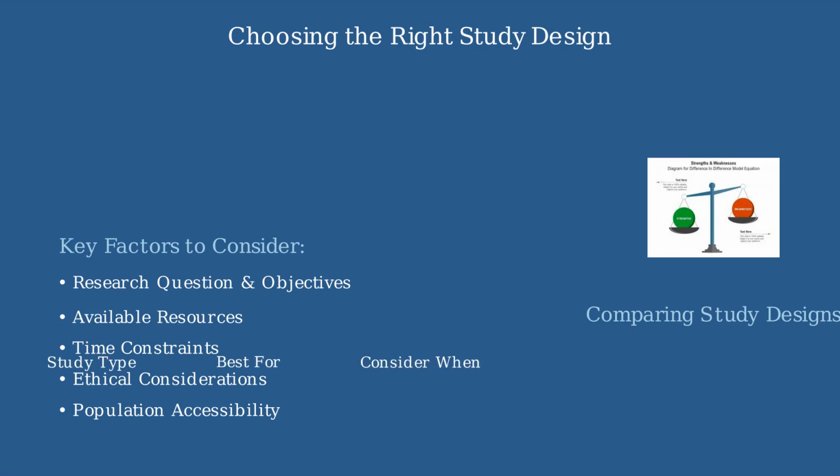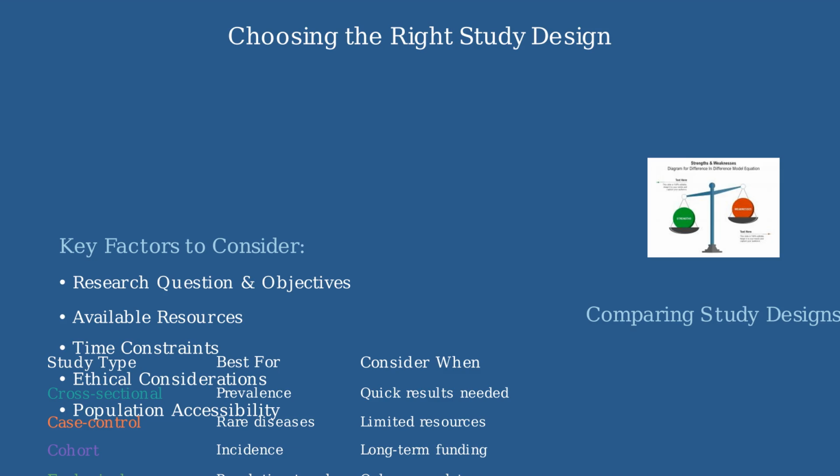Cross-sectional studies are ideal for measuring prevalence and when quick results are needed. Case control studies work well for rare diseases and when resources are limited. Cohort studies are best for measuring incidence and require long-term funding. Ecological studies help identify population trends when only group-level data is available.